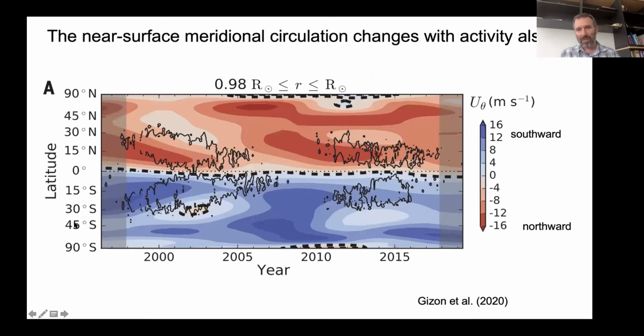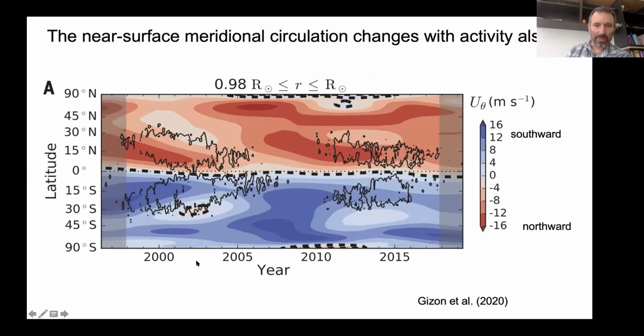And of course, many, many other people have studied the meridional flow since then. I just wanted to show one other particular example because it connects to the torsional oscillations results I'm going to show in a minute. And that is the meridional circulation is not just a fixed thing that's independent of time, but it changes with the activity cycle. And here's a figure showing that.